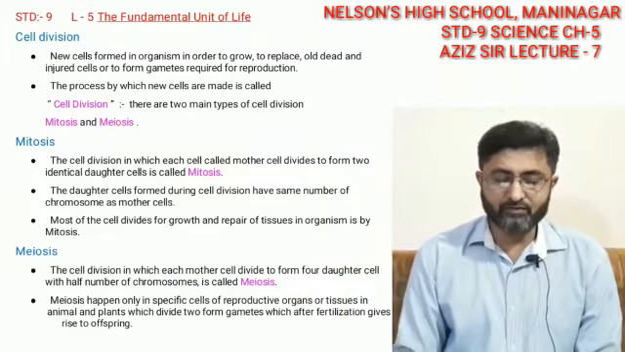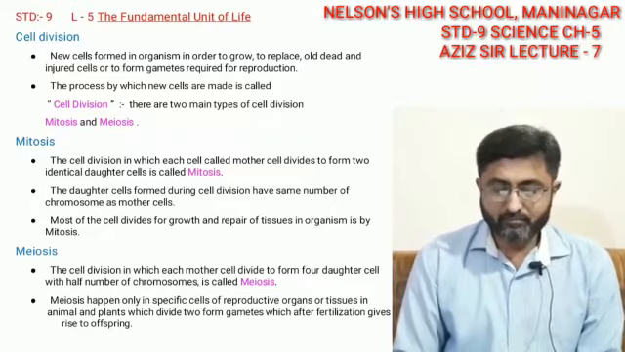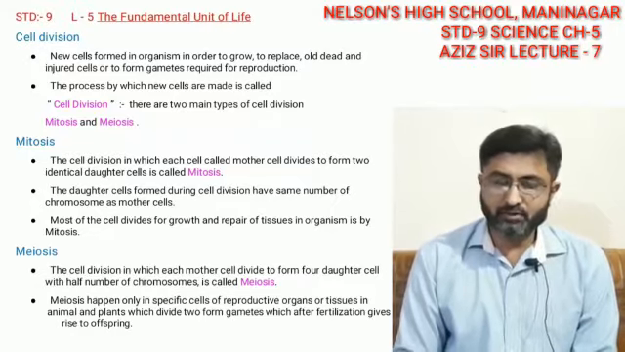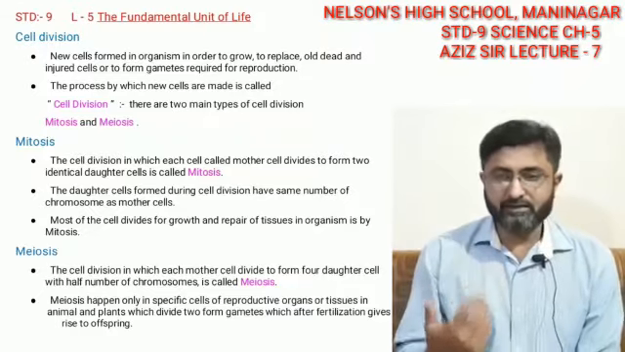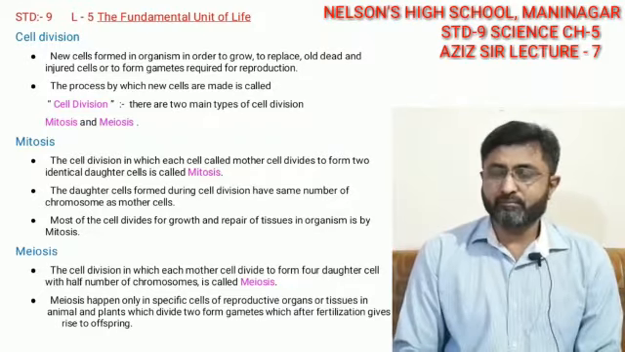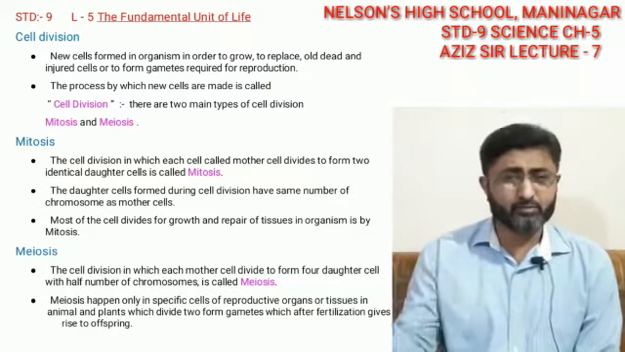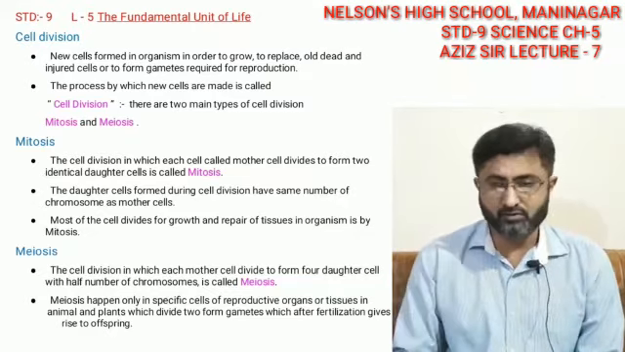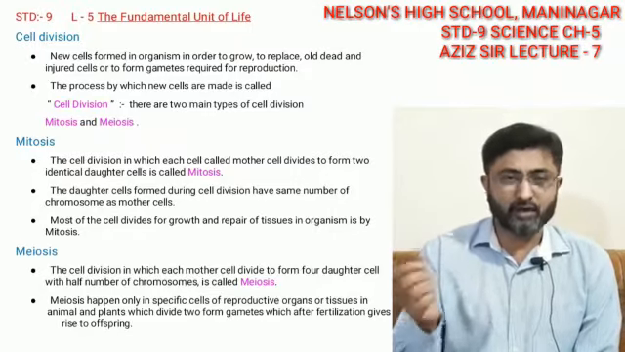Most of the cells divide for growth and repair of tissues of the organism, as we said, and to replace aged cells also. Now if I tell you, in a human body more than 99% of the divisions happen by mitosis only, because it is not that every time there is a requirement for the formation of gametes.